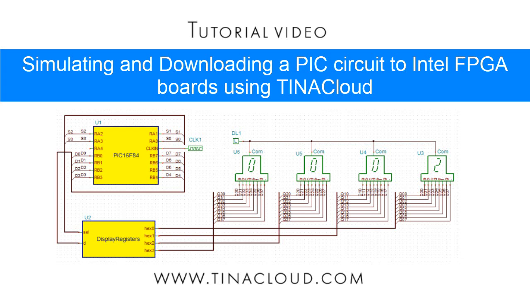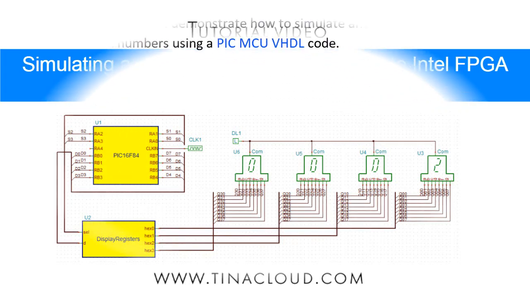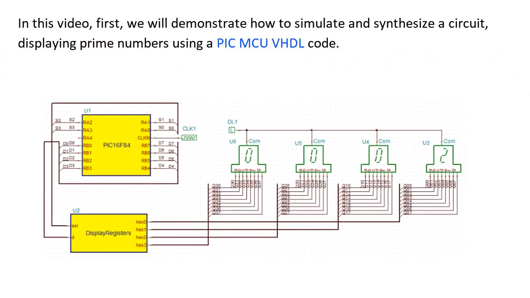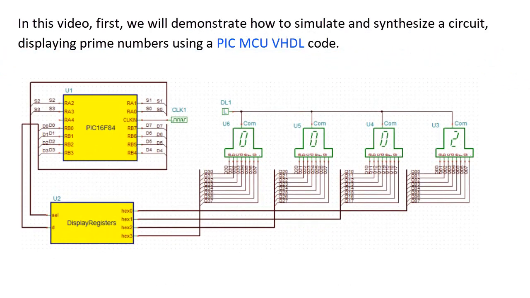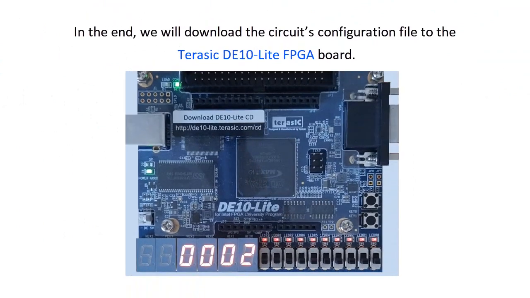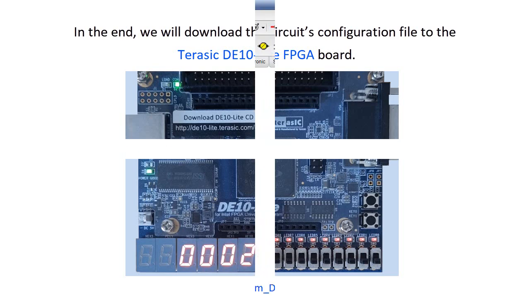Simulating and downloading a PIC circuit to Intel FPGA boards using TINACloud. In this video, first, we will demonstrate how to simulate and synthesize a circuit displaying prime numbers using a PIC MCU VHDL code. In the end, we will download the circuit's configuration file to the Terasic DE10 Lite FPGA board.